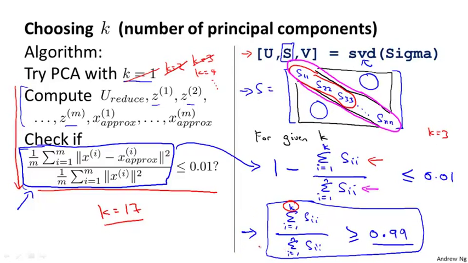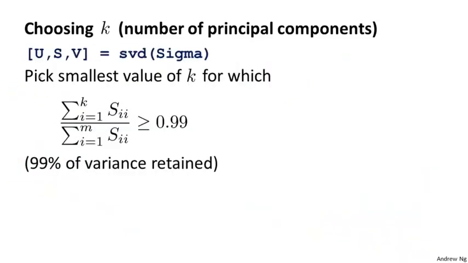So this procedure is much more efficient, and it allows you to select the value of k without needing to run PCA from scratch over and over. You just run SVD once. This gives you all of these diagonal numbers, S11, S22, down to SNN, and then you can just vary k in this expression to find the smallest value of k so that 99% of the variance is retained. So to summarize, the way that I often choose k when I'm using PCA for compression is I call SVD once on the covariance matrix, and then I use this formula and pick the smallest value of k for which this expression is satisfied.